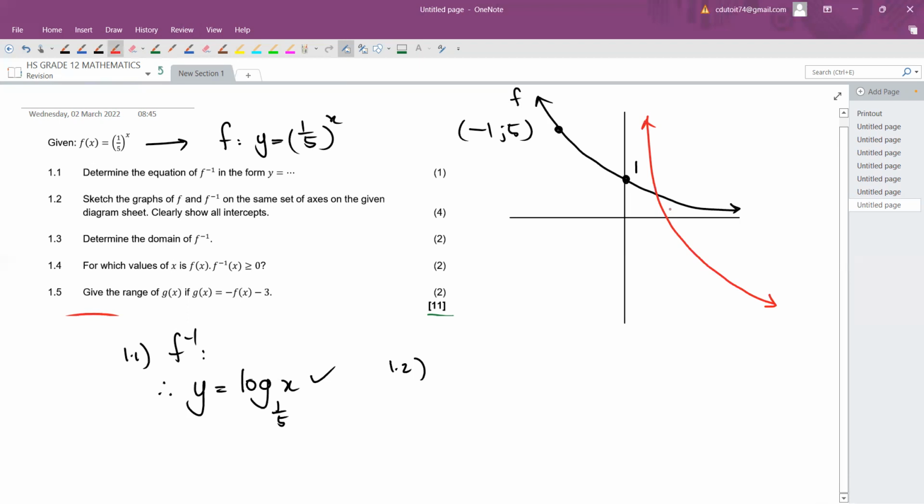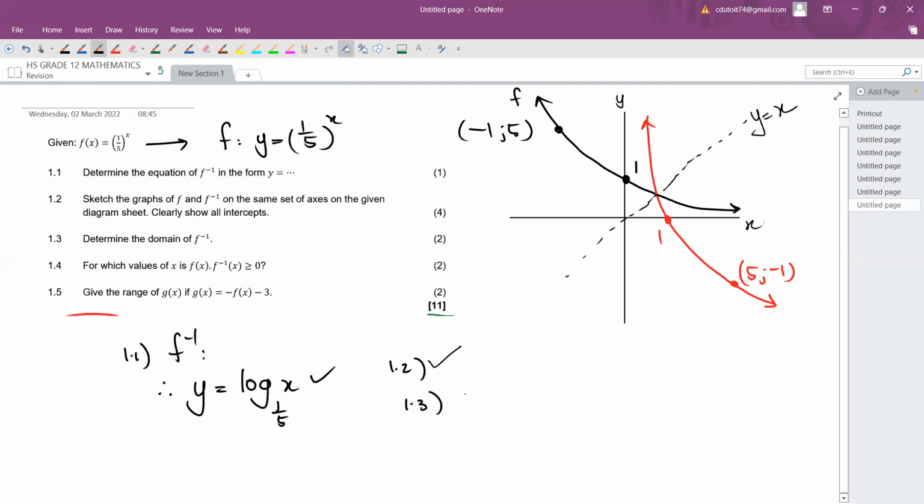So this x-intercept will be 1. And the x and y coordinates will flip around. And we will have this line here, a little dotted line going through there and the origin. And that line is y equals x. And there's your graphs. That's 4 marks. Just remember to have a y-axis and an x-axis. That's not difficult. Good. We're on our way. So that's done.